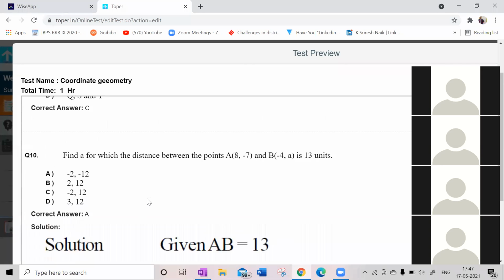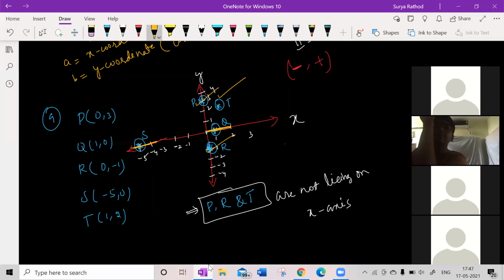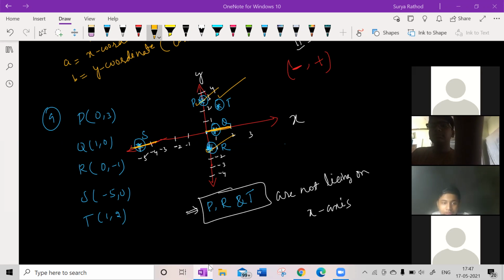Getting my point? Shreyan, what did you not understand? Concentrate on the screen, you will be able to understand. Can you tell me what exactly you did not understand? How these points are not lying on the x-axis. First of all, do you know how to plot points on the coordinate axis? That is what I'm doing over here.